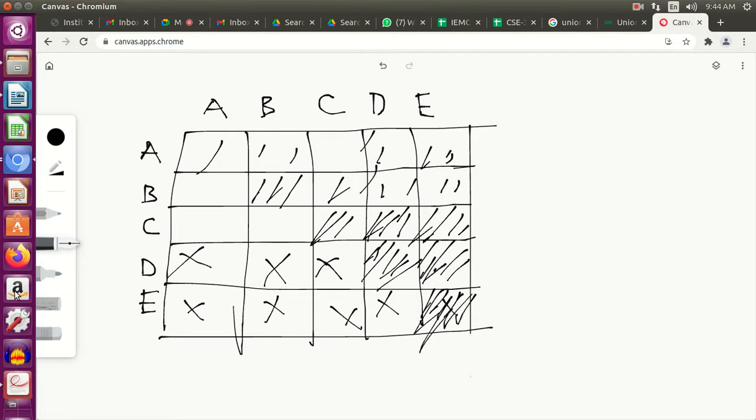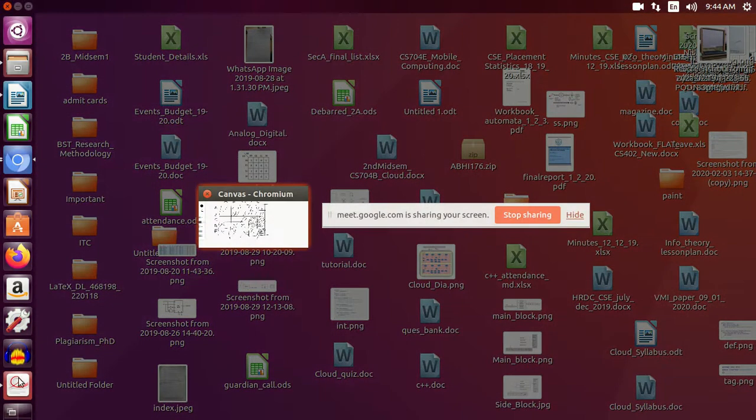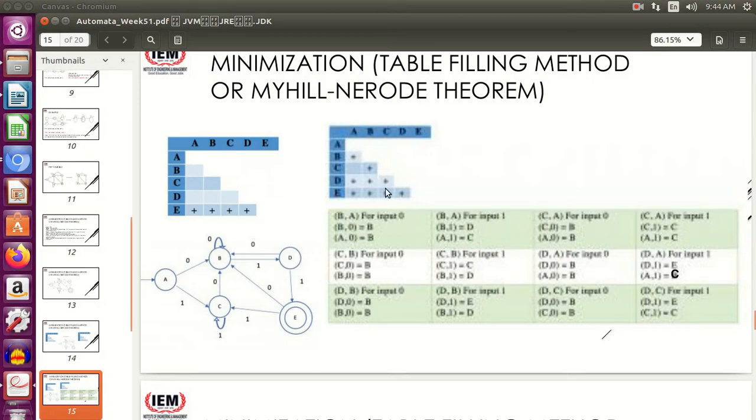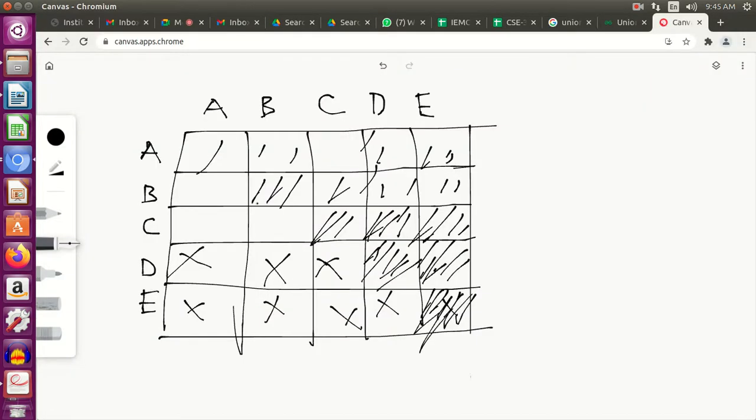Now finally, what are the other possibilities? Once we are done with this one, the next row is this one. So let's check BC. BC will also be marked because B on getting a 1 goes to D, and the pairs corresponding to D have been marked. So if we check BC, B on getting 1 goes to D. Since D has already been marked over here, BC will also get marked. So you mark BC as well.